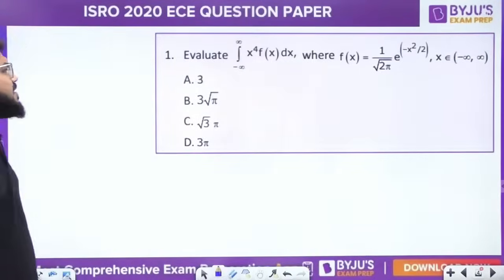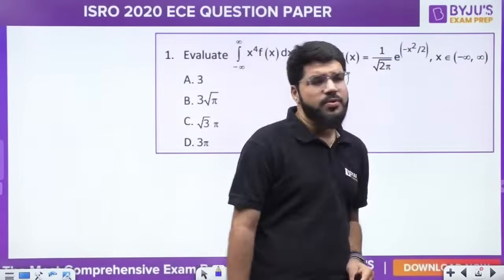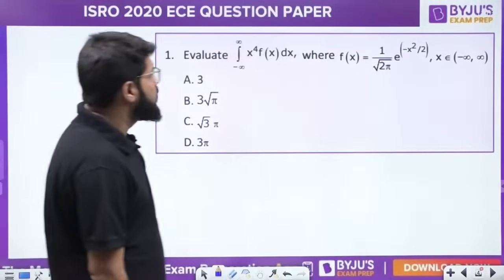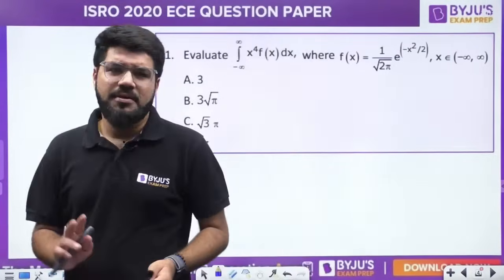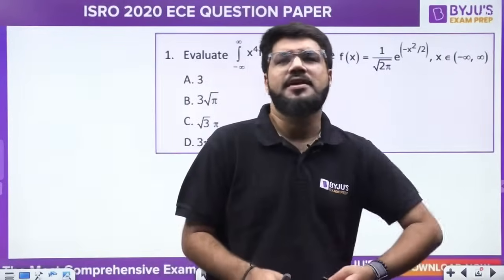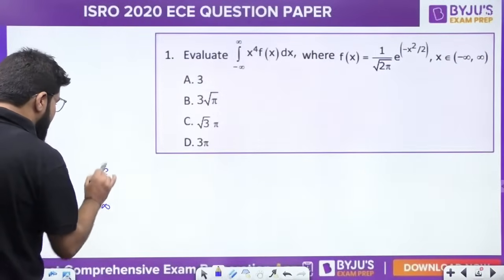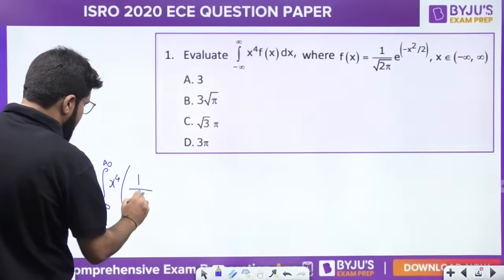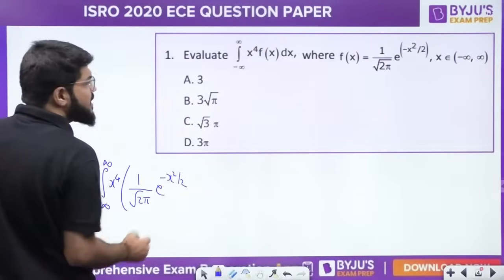Evaluate the integral of x power 4 f(x) dx, where f(x) is 1 upon root 2 pi e power minus x square by 2, x belonging to minus infinity to infinity. A type of Gaussian function is given to you, but it's not actually related to any normal distribution or Gaussian calculation. We can directly solve it. So the integral is of the form x raised to the power 4 f(x), that is 1 upon root 2 pi e raised to the power minus x square by 2.